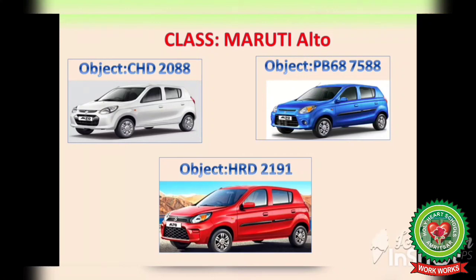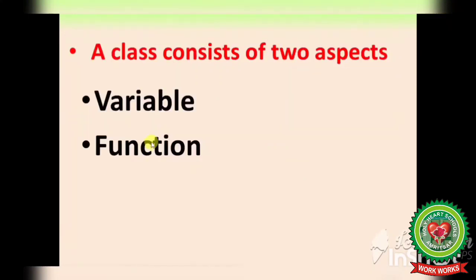A class may be regarded as a blueprint to create objects. It defines the data and functions common to all objects of a certain kind. A class consists of two aspects, variables and functions. The variables form the state of an object and the functions of a class use these variables to perform various operations. So, the functions form the behavior of an object.